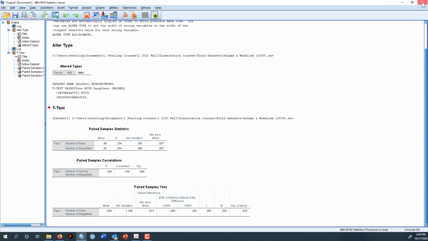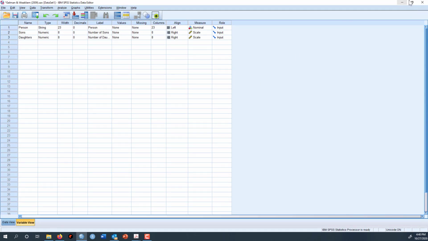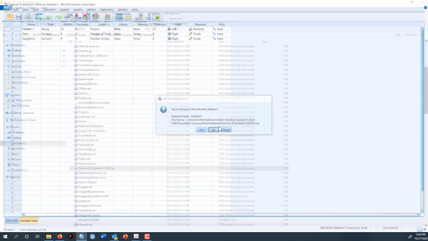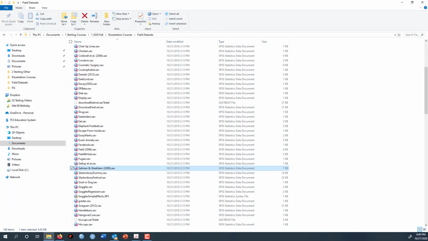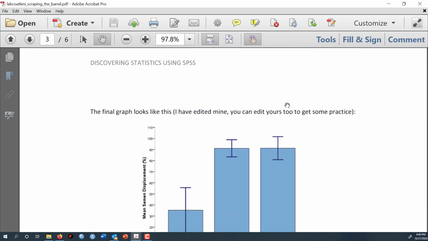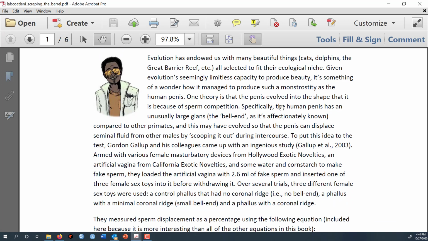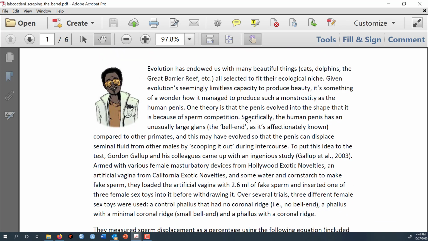And that's that one. All right, now we get to my favorite one because it's so crazy. Which is called Scraping the Barrel. And so the question is, why is the human penis shaped the way it is with the bell end?